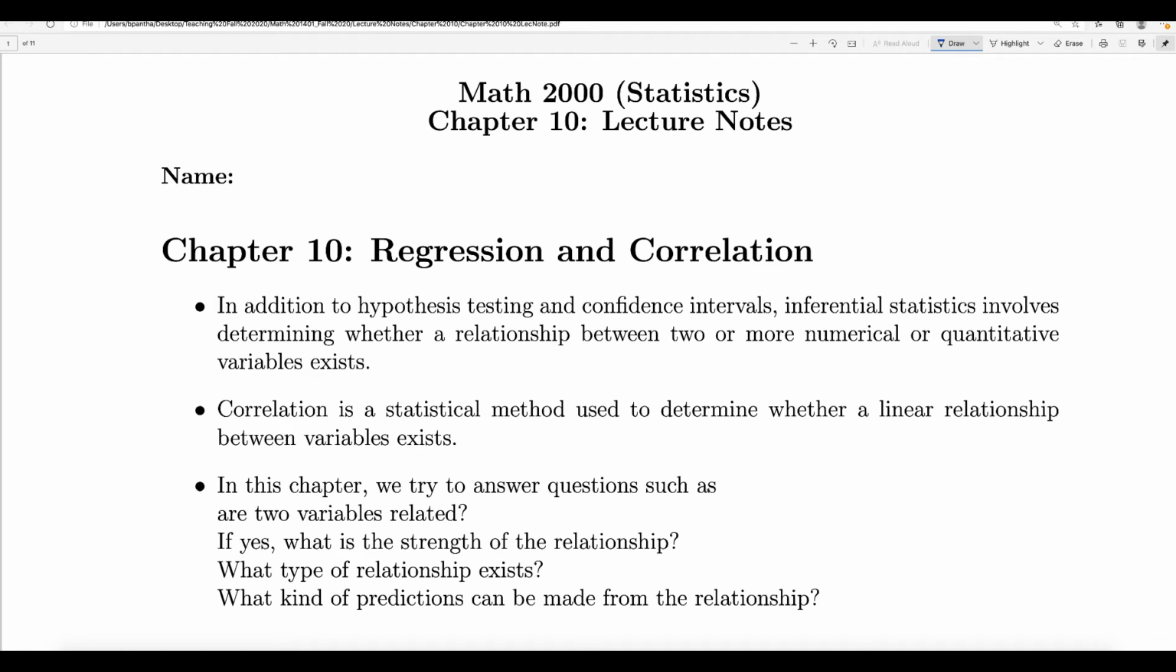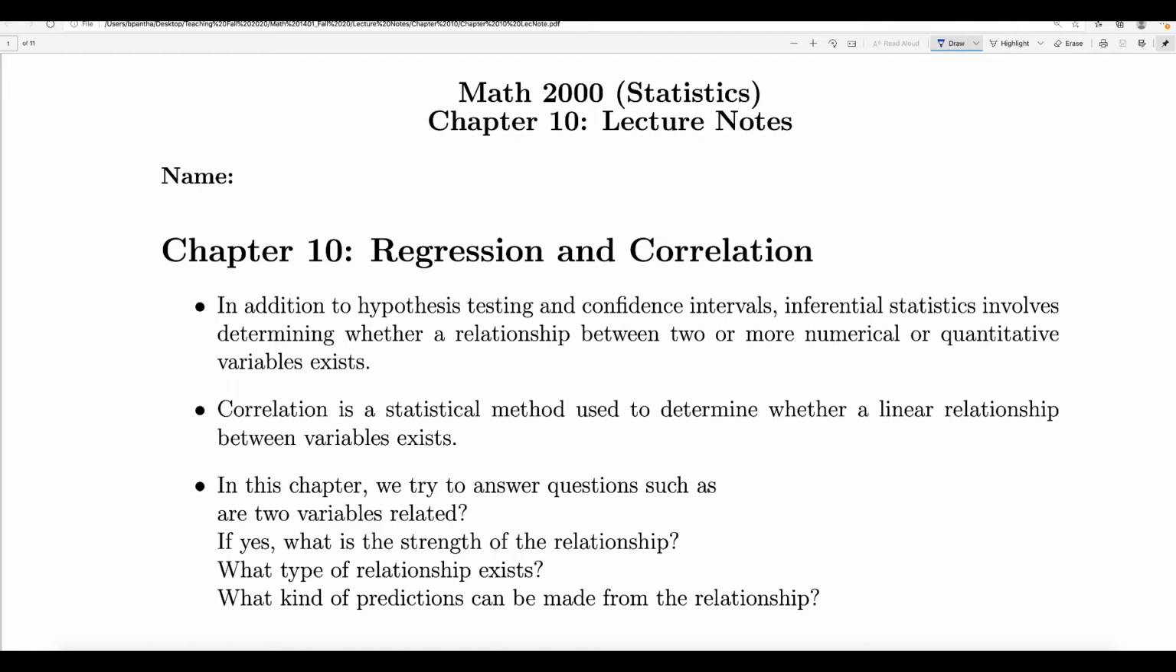In the last videos, we discussed how to test the hypothesis regarding the population mean, population proportion, and population standard deviation or variance, right? And also we did the confidence interval for population mean, population proportion, and population variance as well. But we have not talked about the relationship between two variables. For example, let's say height and weight.